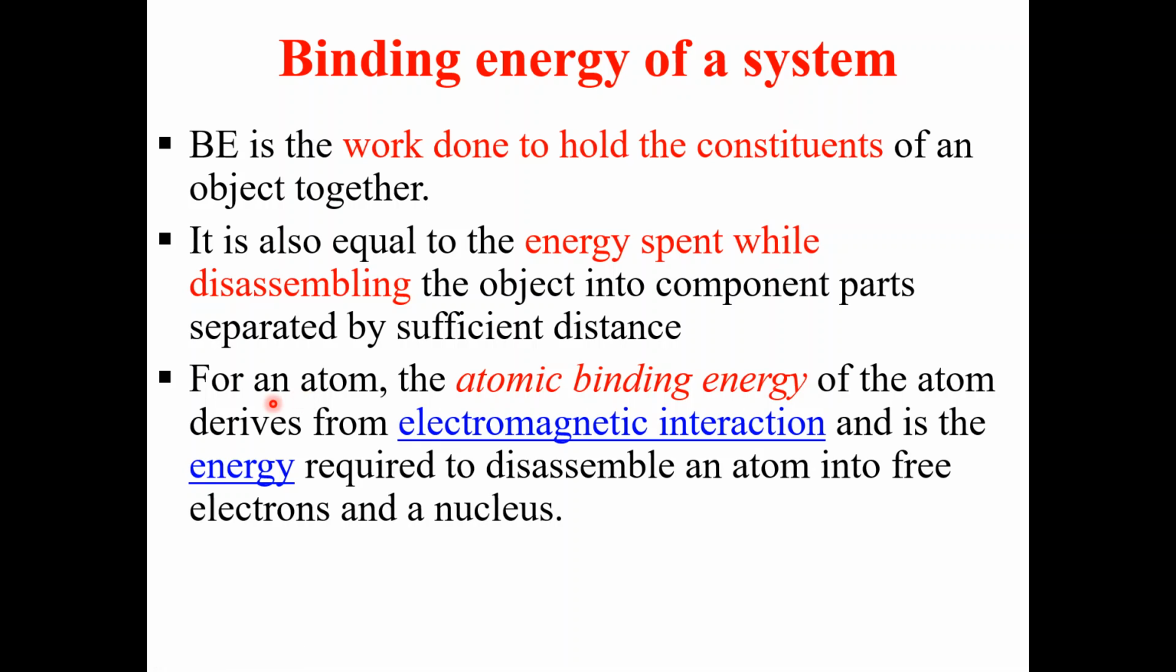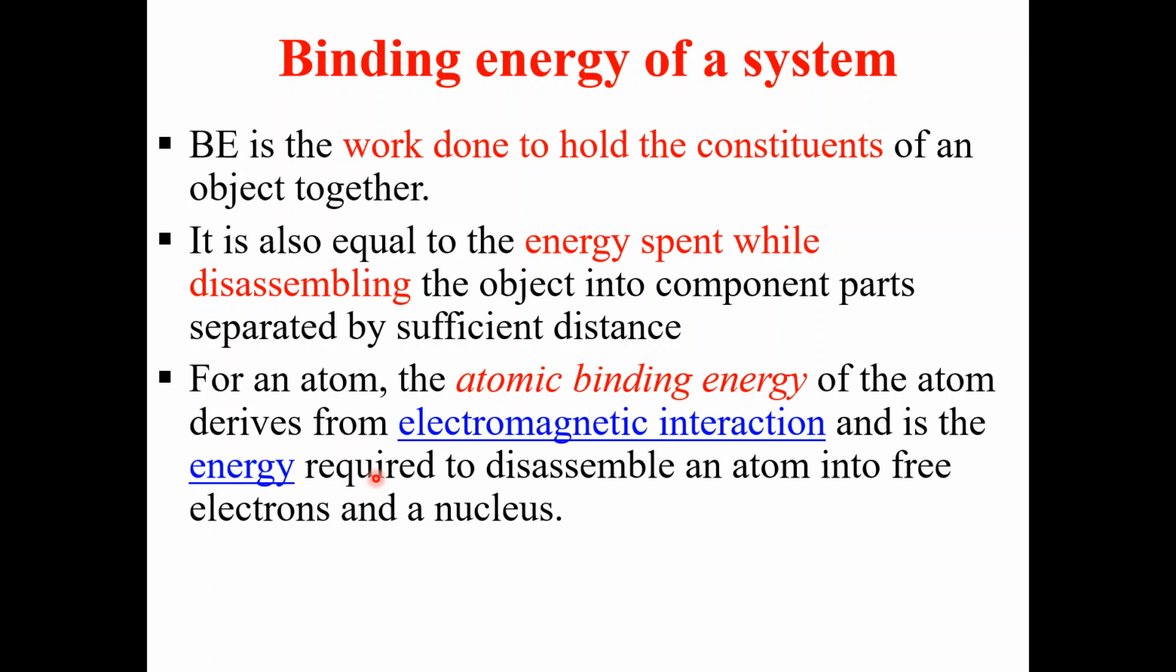If we take an example of an atom, the atomic binding energy of an atom is derived from the electromagnetic interactions and is the energy required to disassemble an atom and to free electrons and a nucleus. This is how we define the binding energy in case of an atom. That is a special case for an atom.